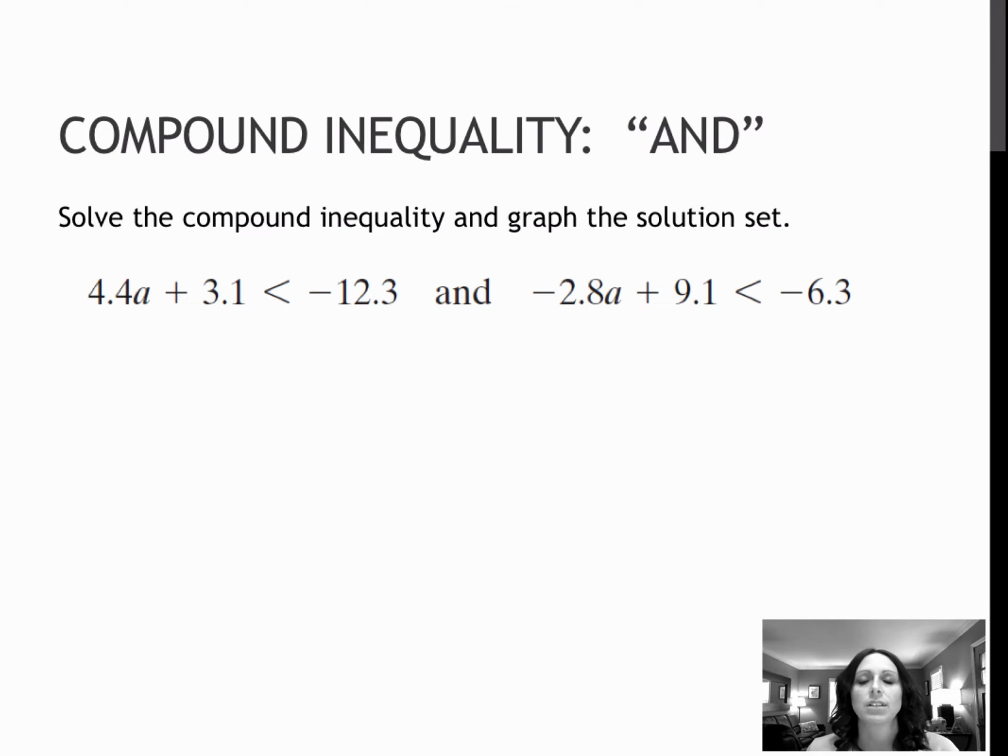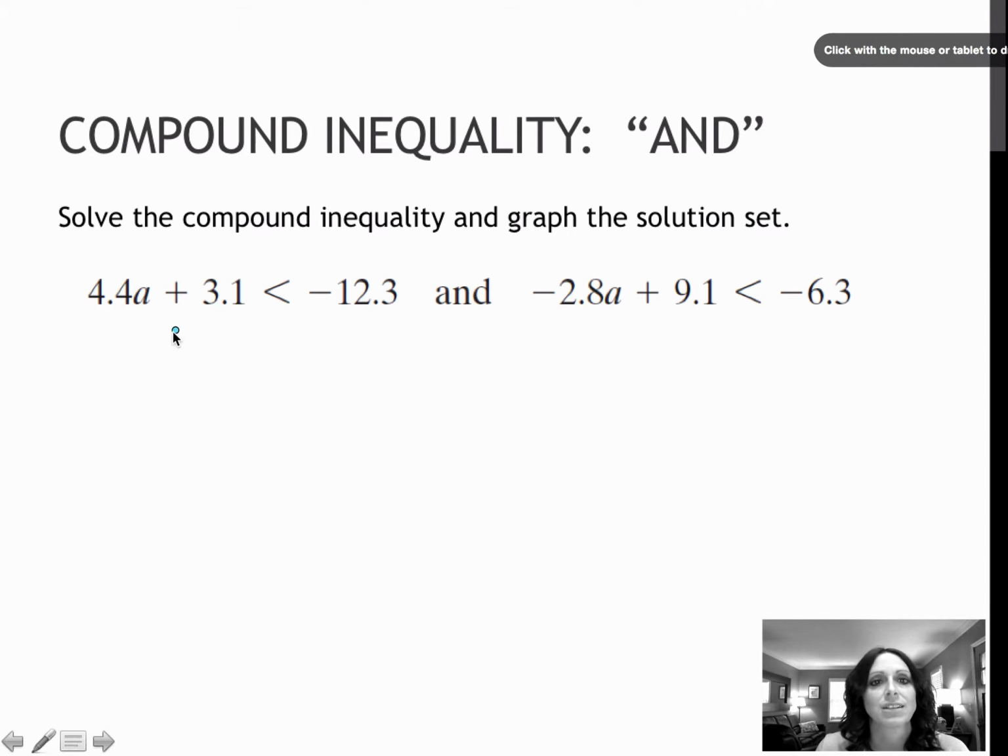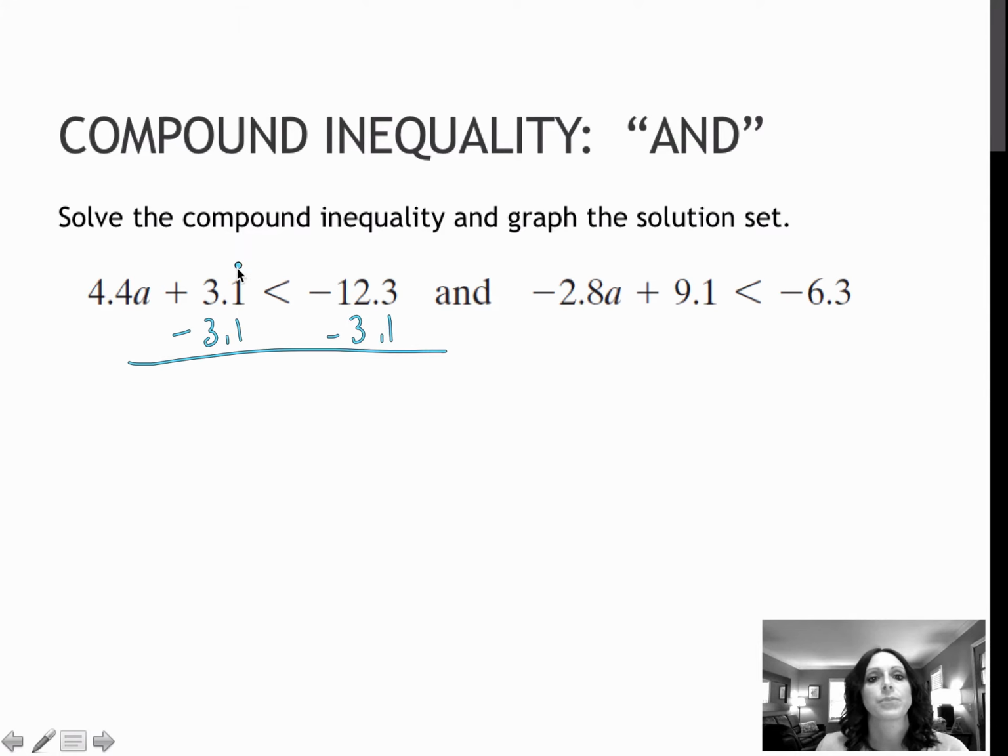Our next example has decimals, but it's not going to change anything about the way that we solve it. You just might have to use your calculator to divide. So for my first one, I'm trying to get the a by itself, so I'm going to undo plus 3.1 by subtracting 3.1 from each side. On the left, that gives me 4.4a. On the right, that gives me negative 15.4.